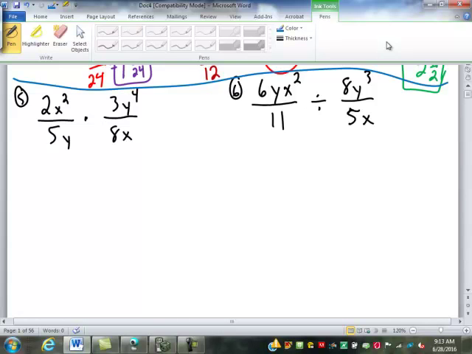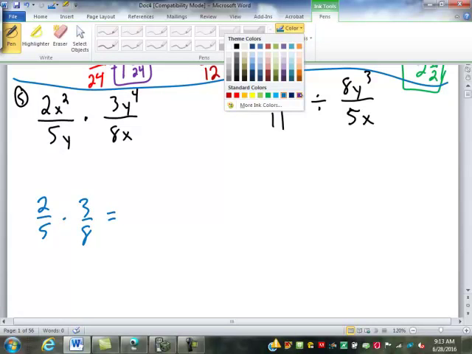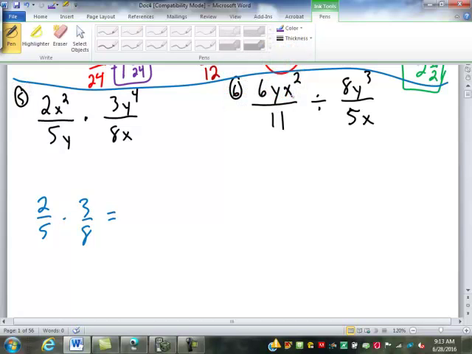So anyway, for number 5, we have those variables in there. How do we deal with that? What I do when I'm dealing with these is I separate out the numbers, just like when we were reducing fractions with variables in them. So I'm going to take my 2/5 times my 3/8. Now remember, the one thing we cannot do when the variables are in here is turn it into a mixed number. So no matter what, we're going to leave it as a fraction, whether it's improper or otherwise.